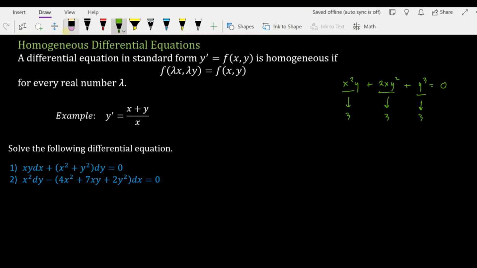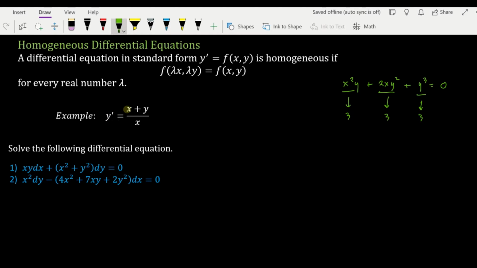Okay? So, minsan merong mga equation na hindi agad ma-identify kung homogeneous or not. So, paano natin malalaman kung homogeneous siya? Meron ditong concept na sinasabing ang differential equation in standard form y prime is equal to f of xy is homogeneous if f of lambda x, lambda y is equal to f of xy for every lambda in the set of real numbers. So, ang ibig sabihin lang nito, kapag daw sinubstitute mo yung lambda x and lambda y dun sa x and y respectively ng given equation, ang magiging sagot ay yung original na function. So, ganun lang siya.